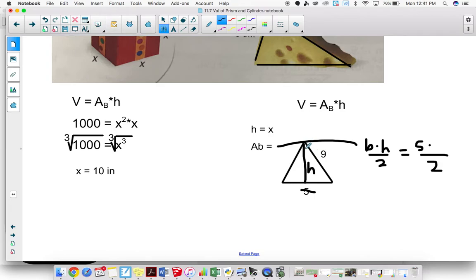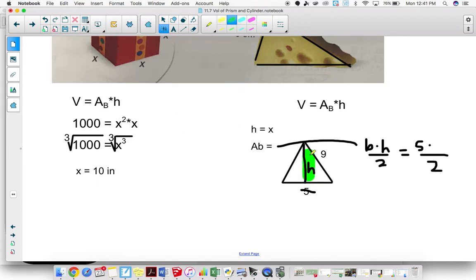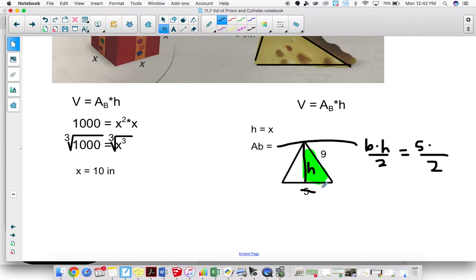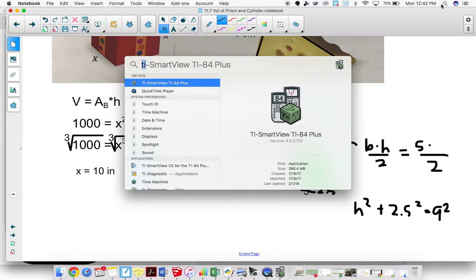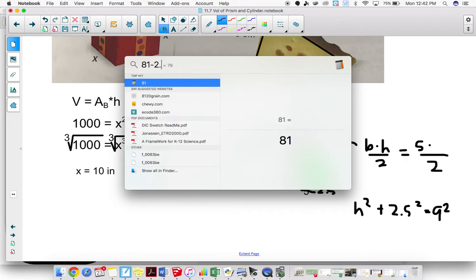And if you notice, we have a right triangle. So I'm going to focus on that right triangle right here, and we should be able to use the Pythagorean theorem. If 5 is the whole base, 2.5 would be the bottom. So I'll say h squared plus 2.5 squared equals 9 squared. So 9 squared is 81. So we're going to do 81 minus 2.5 squared.